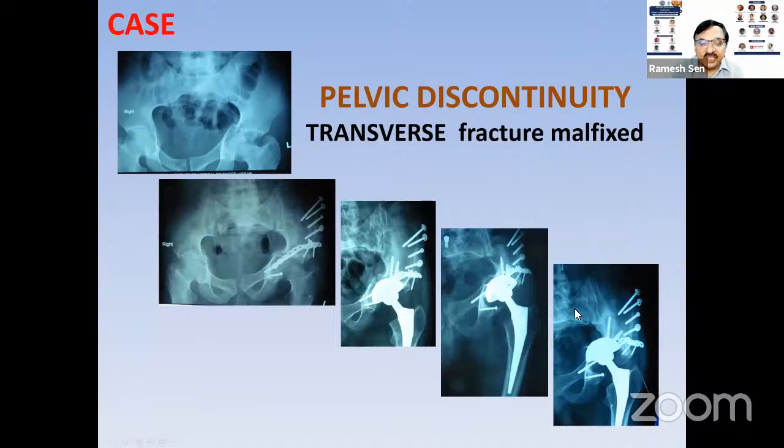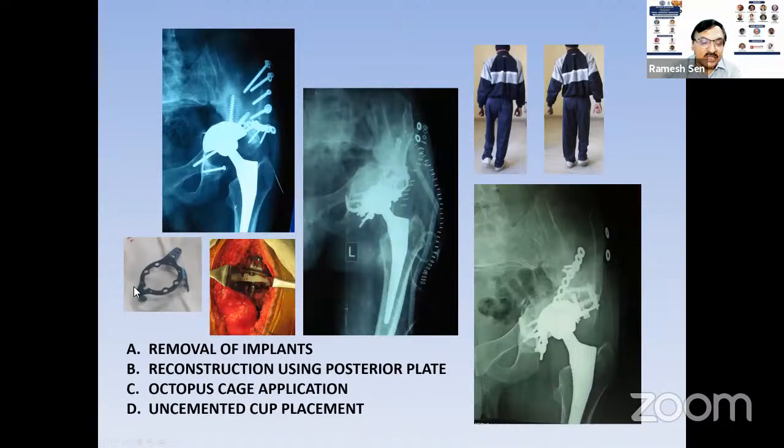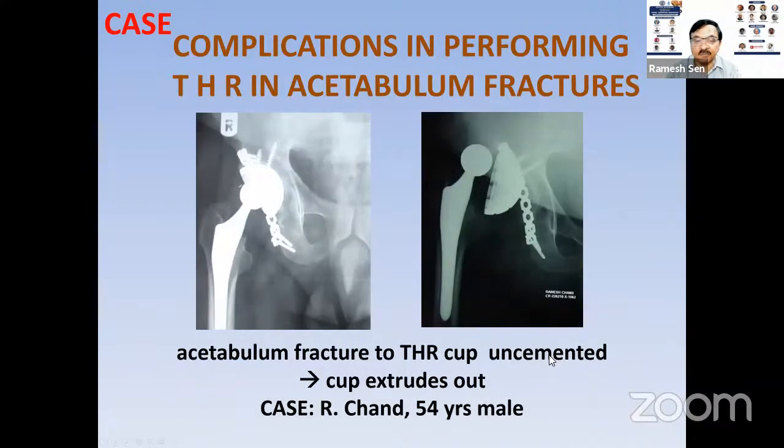This is another case of a discontinuity which started as a simple acetabulum fracture, which was not fixed well, and it went into a non-union. Again, replacement was done, which was probably not very appropriately done. It went into loosening, and eventually a frank discontinuity developed. So what was required is again the same kind of octopus cage. For that, we needed to remove the previous implant, apply the fresh implant, stabilize the discontinuity, put up a lot of graft, and then use this cage. Over this cage, it was an uncemented cup, and this is subsequently the outcome of that patient after some time.